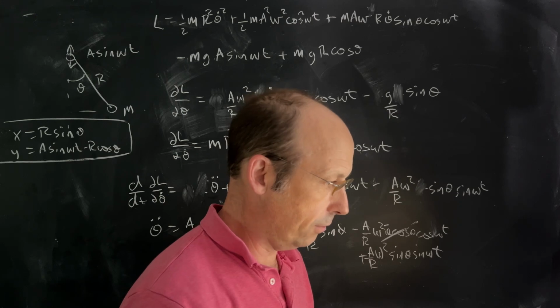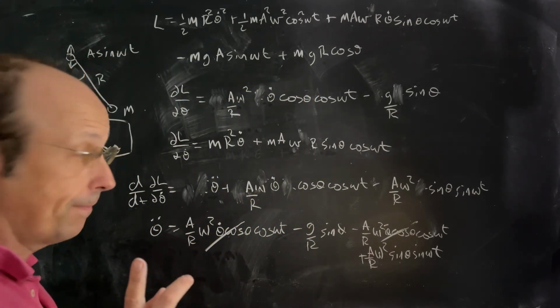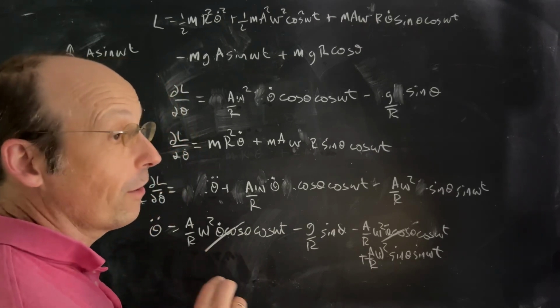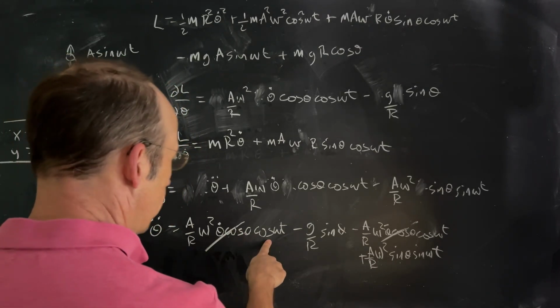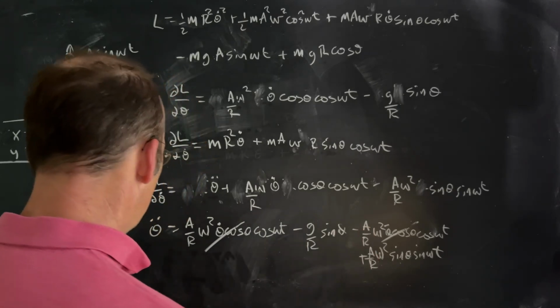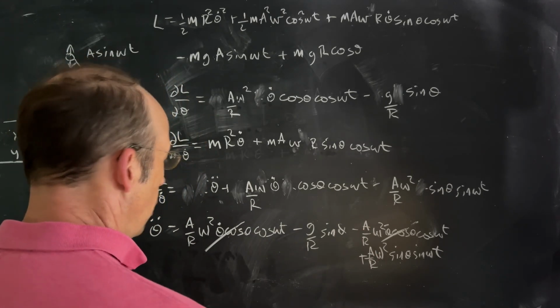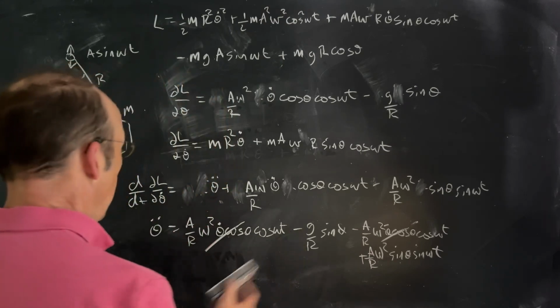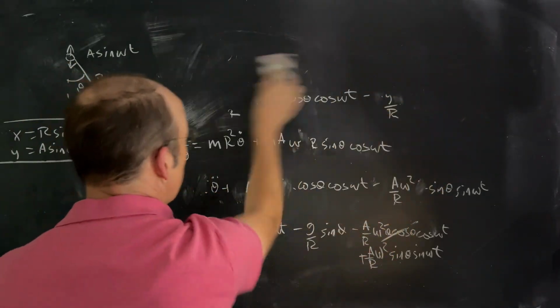Wait, did they cancel? This is a hard problem. I mean, it's not hard, it's messy. Cosine omega t, yeah, they cancel. Okay, so I'm pretty sure that's fine. So now what do I do? I don't want to solve that differential equation, so I'm not going to. I hope you wrote that down.